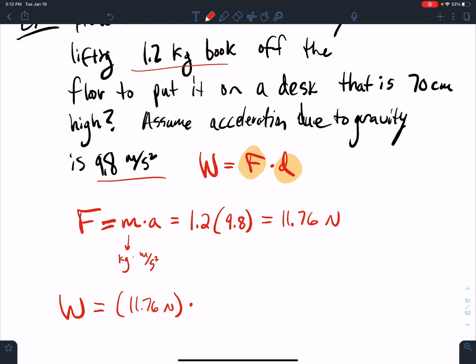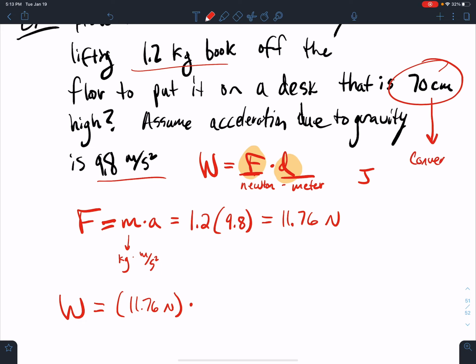Okay, distance, remember, force here is newtons, and distance here is meters. So a joule is a Newton meter, right? Now the problem here, this problem has centimeters. So I need to convert to meters. How do I do that? Well, 70 centimeters is equal to 0.7 meters. Okay, there's 100 centimeters in a meter. So this is 0.7 meters.